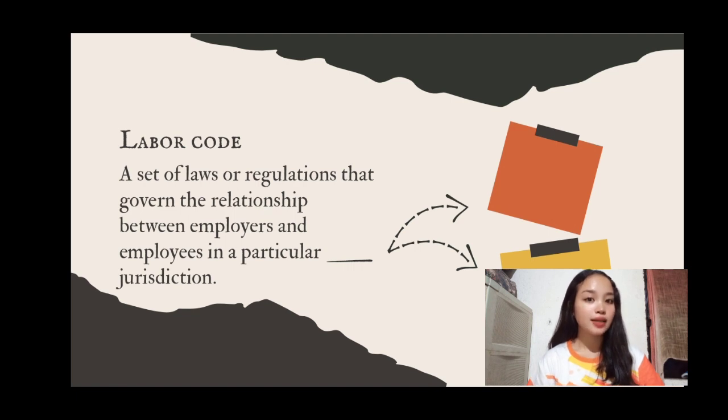Labor Code is a set of laws or regulations that govern the relationship between employers and employees in a particular jurisdiction. The company should possess at least basic knowledge about this law to prevent legal disputes among its employees. Similarly, employees in any tourism establishment should also be familiar with this law to safeguard themselves against potential abuse and unlawful practices by employers, particularly concerning benefits, rights, and job security.